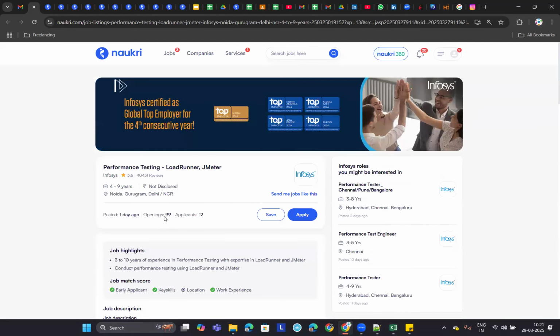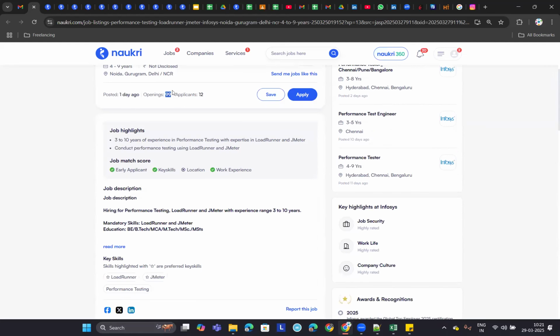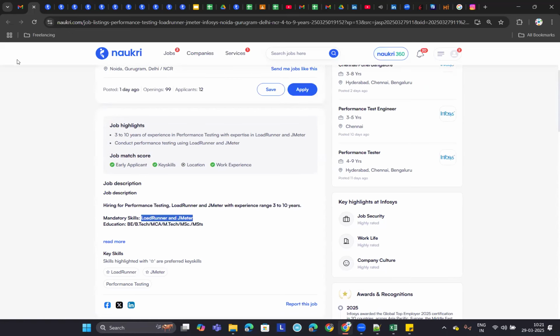All right. So Infosys is having a lot of openings. See, they are having around 100 openings. Infosys, we are continuously seeing that, they are having 100 openings. All right. And hiring for performance testing LoadRunner and JMeter with experience range 3 to 10 years. Mandatory skills, LoadRunner and JMeter. That's it. And 99 openings, and applicants are only 12.